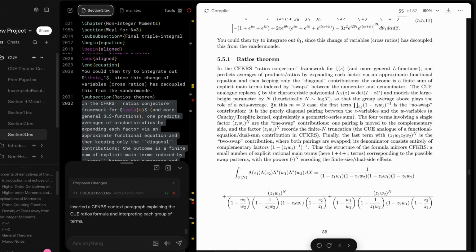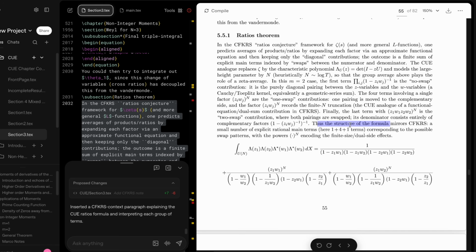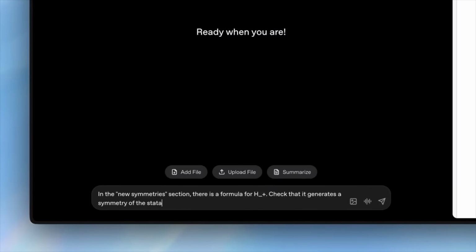Okay, so this is cool. The first term is a no swap term. The contribution is purely diagonal pairing between the z variables and the w variables, and it's the Cauchy kernel. That's also true. Equivalently, a geometric series sum, and that's also true as well. I can't really complain, to be honest. If it did write a paragraph that looked really nice just off that, when you look at it, it looks nice, and when you read it, it sounds nice, I would be quite worried.